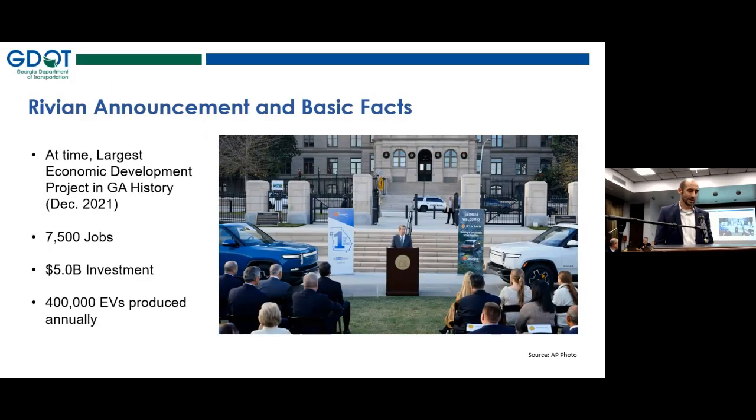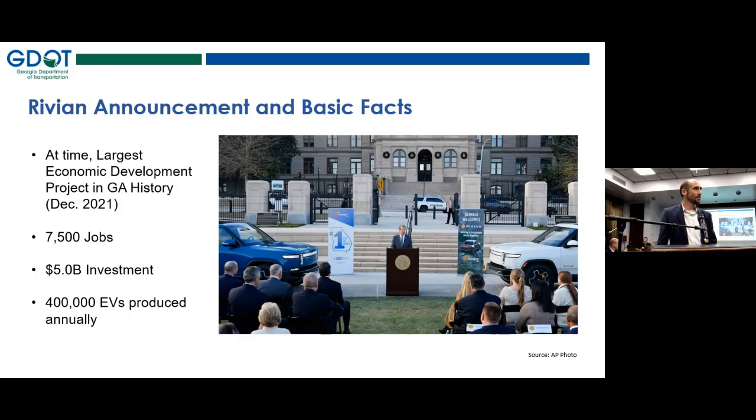Getting into the Rivian announcement, just some basic facts. At the time, it was the largest economic development project ever announced in the history of the state of Georgia. 7,500 jobs representing $5 billion in investment. The announcement was made in December of 2021. I just want you to hold that date in the back of your mind as I talk about the progress that we realized in implementing transportation improvements for this facility as it comes online.